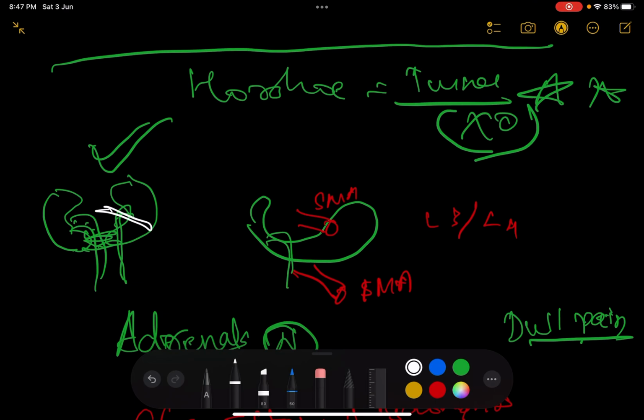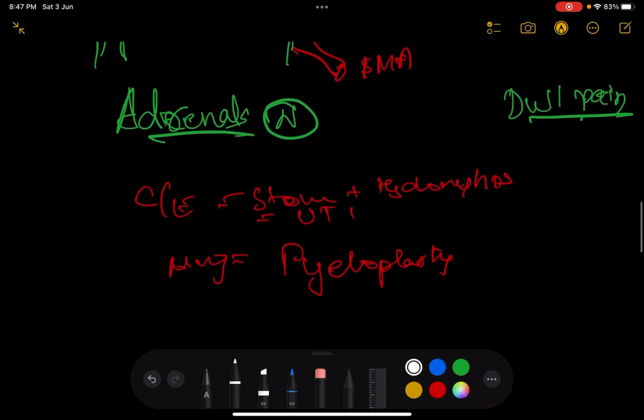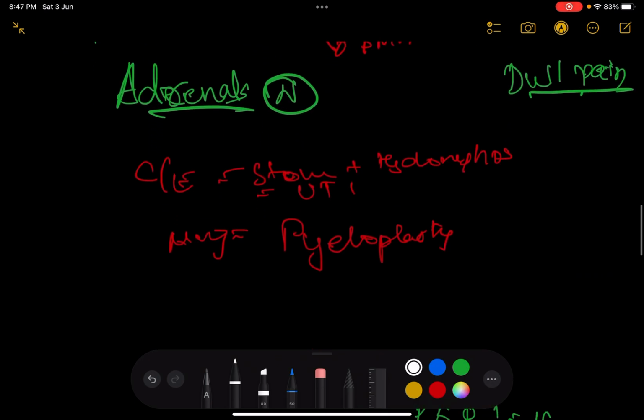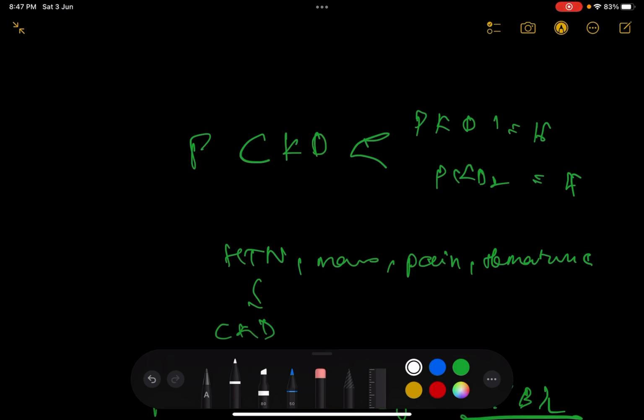Next, the syndrome that we need to take into account is polycystic kidney disease. Now, polycystic kidney disease can be of two types. It could be infantile and adult, but infantile is usually associated with death because of hepatic fibrosis, so we do not really discuss the infantile type of polycystic kidney disease. It's usually incompatible with life and it's autosomal recessive. However, the adult variant of polycystic kidney disease is the one that is autosomal dominant. So adult is equal to autosomal dominant.